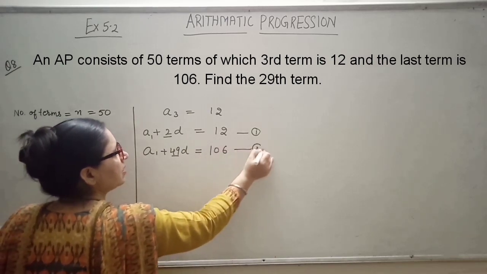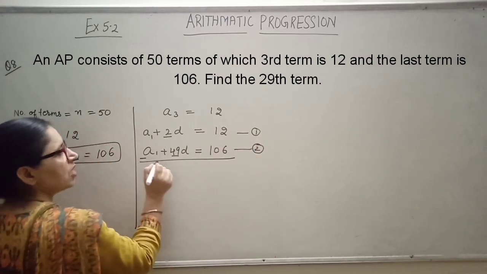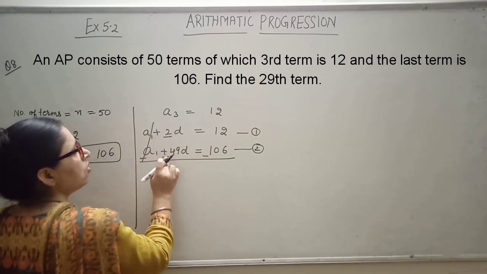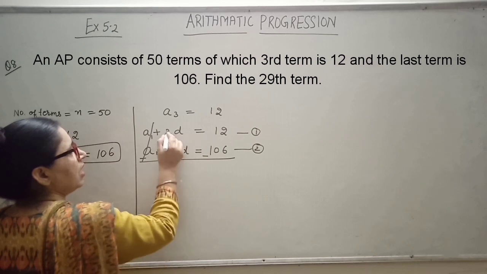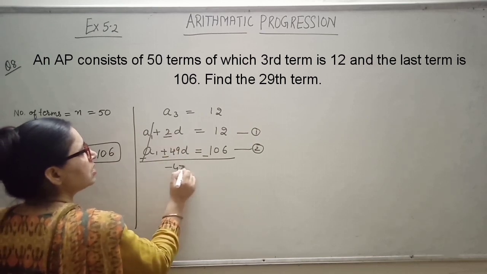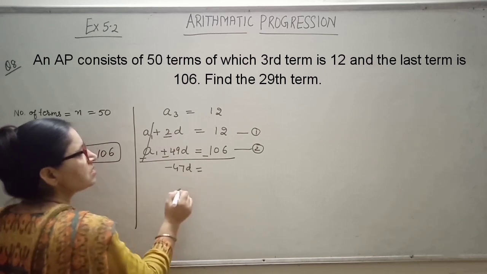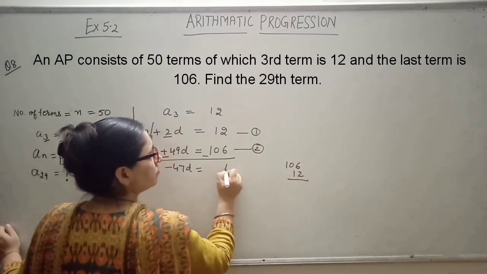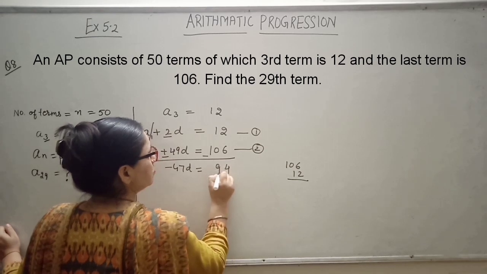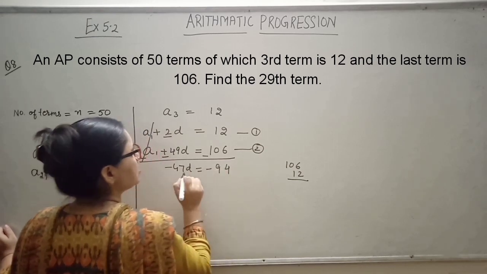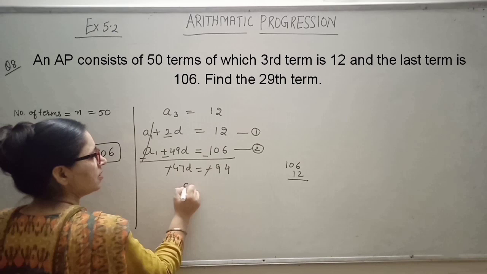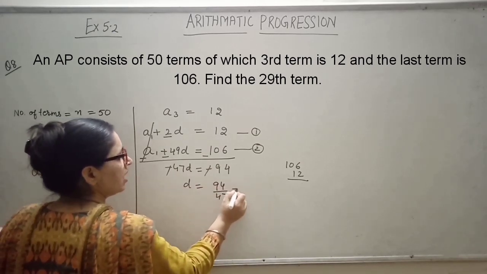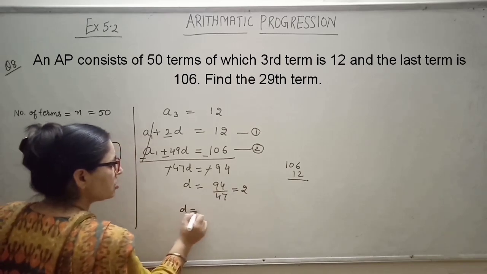Now subtract the second from the first. This is cancelled. So now minus 49 plus 2 means minus 47D, and what is this? 106 minus 12. This is minus 94, minus cancelled by this, and this is 94 divided by 47, that is 2. So D is here 2.